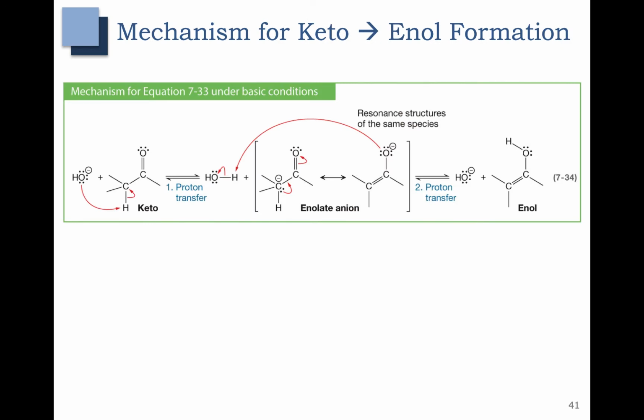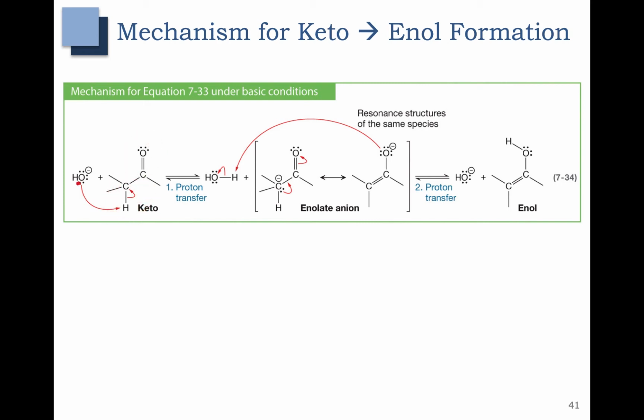Okay, so let's look at the mechanism for keto-to-enol tautomerization, or keto-to-enol formation. We're going to see this happen under two different types of reaction conditions. This first one we're going to look at is basic conditions. That means that we're going to have a base, in this case hydroxide, involved in the keto-to-enol tautomerization. The first thing that happens is the base deprotonates this hydrogen here. We refer to that hydrogen as the alpha hydrogen because it is attached to the carbon next to the ketone.